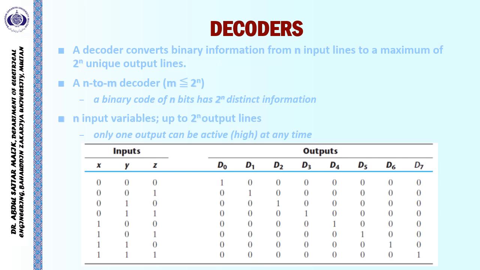In case of D1, the output is equal to 1 only when the input combination of the 3 variables x, y and z is 0, 0, 1, and for the remaining 7 combinations of x, y and z, the output of D1 is equal to 0. Similarly, for the output variable D7, the output is equal to 1 only when x, y and z all are equal to 1. For all the remaining 7 combinations, the output is equal to 0.